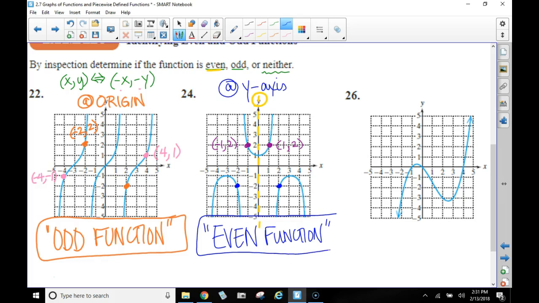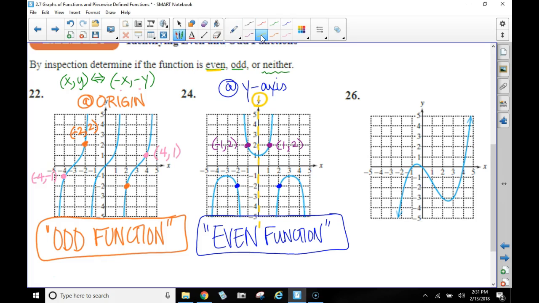All right, that's even. Now, this function over here, I know it's not symmetric about the y-axis. You see that if we were to fold our paper, one part of the graph does not lie on top of the other part. There's not that reflectional symmetry about the y-axis.